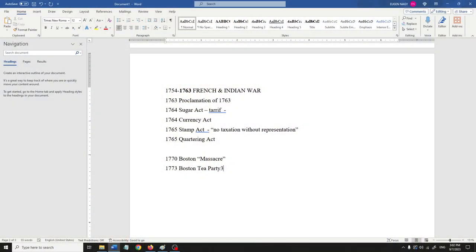The other event that was also key in this, and you all know about it, in 1773, I think. Just trying to be precise, 1773, was the Boston Tea Party. The Boston Tea Party also remains well known.